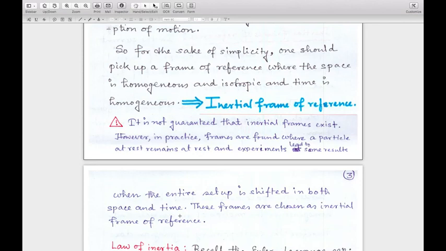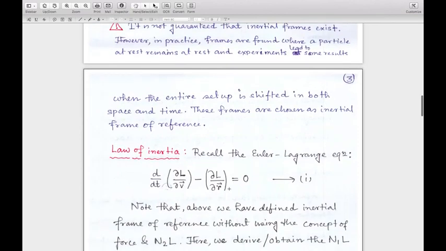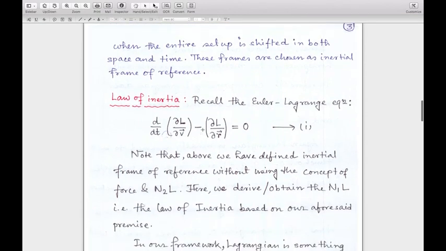Because we are physicists, we will not be waiting for the theorem to be proved in order to have the existence. If we find that in practice, we will take it. Okay. Now, these frames are chosen as inertial frames of reference. That's our objective.